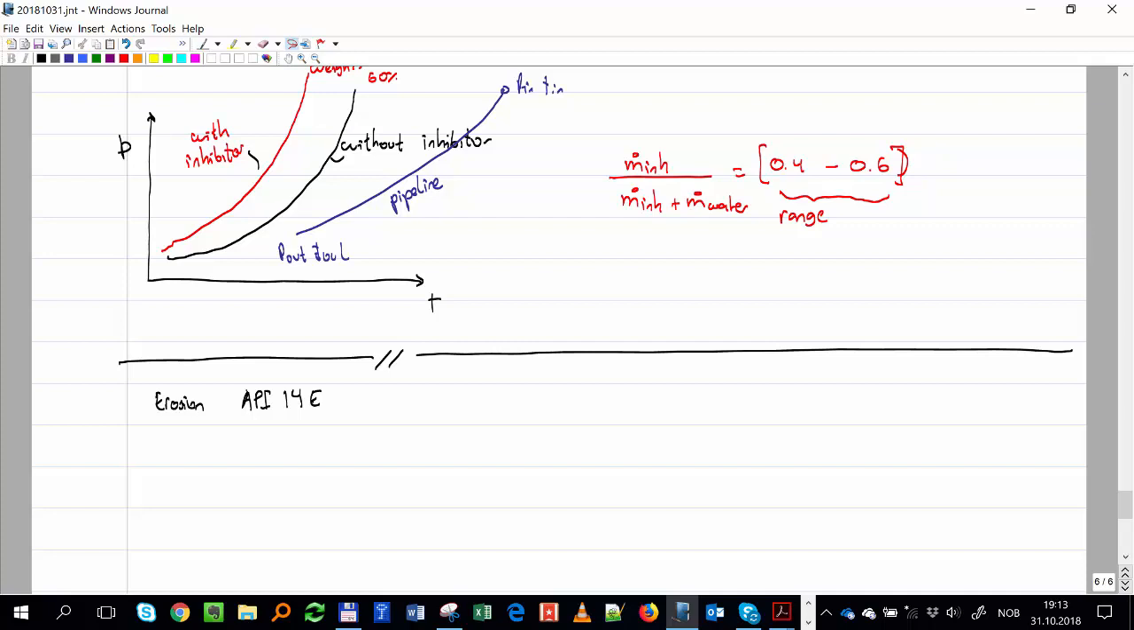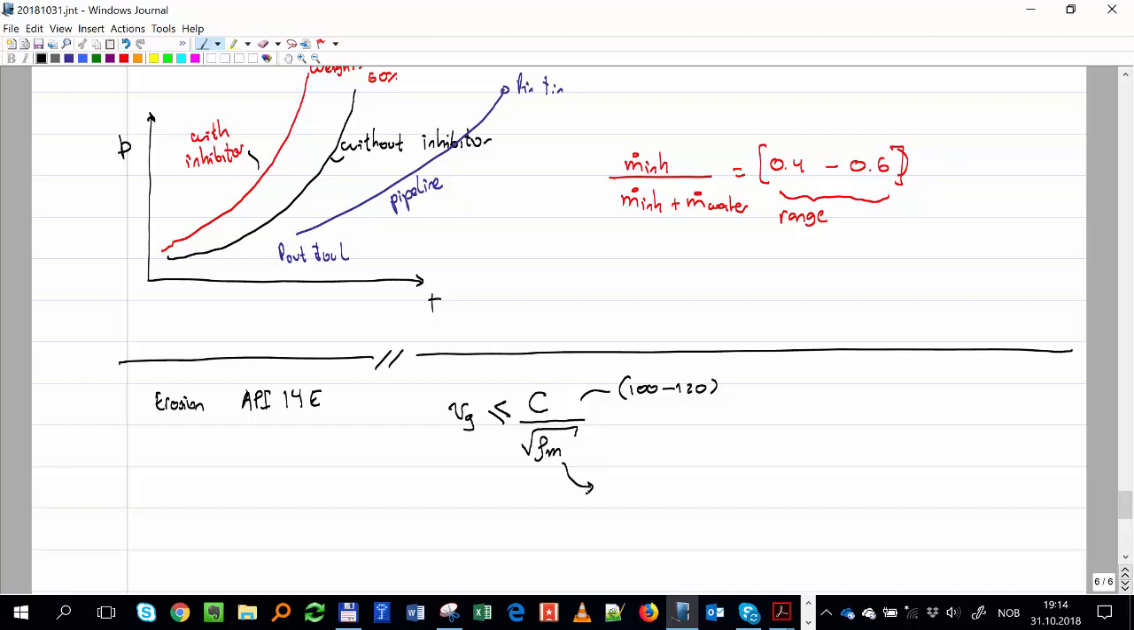And this standard says that the velocity of the gas, the velocity of the fluid that you have, should be less than or equal to a constant called C divided by the square root of the density of the mixture. And that C is typically 100, 120, depending on how conservative you want to be.